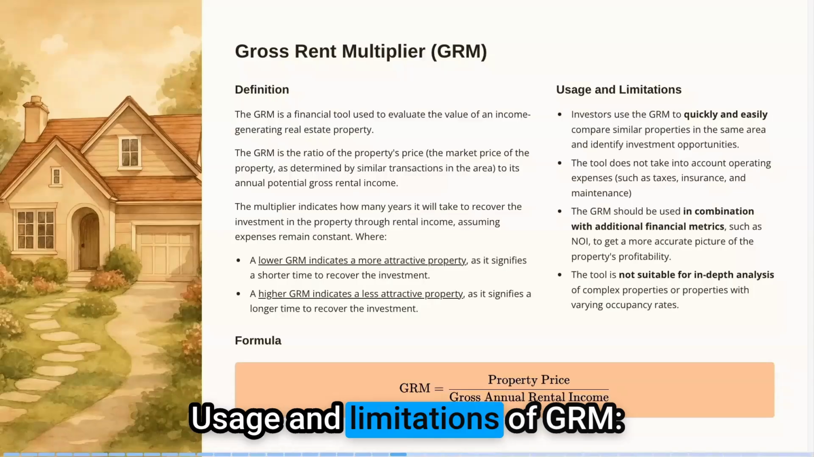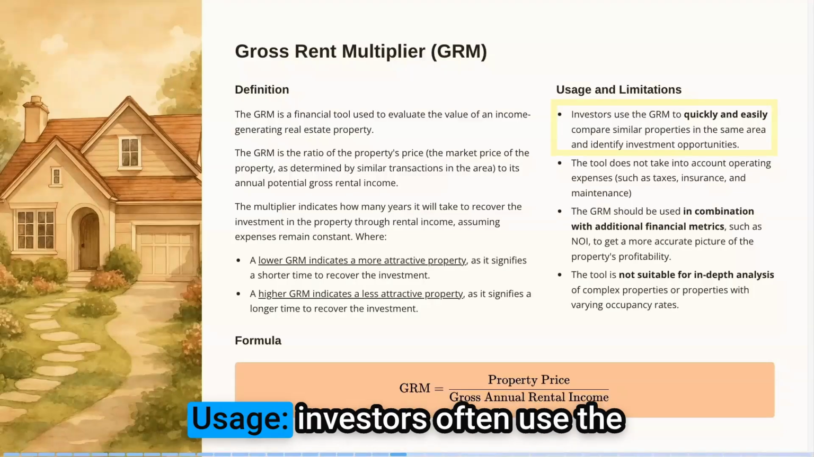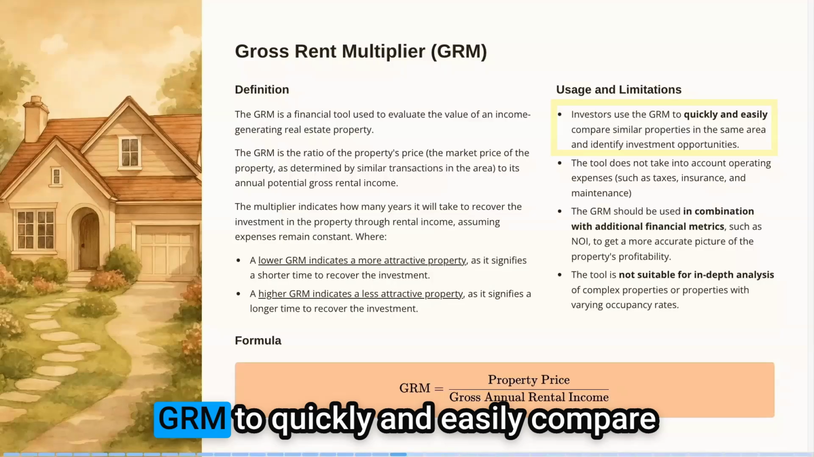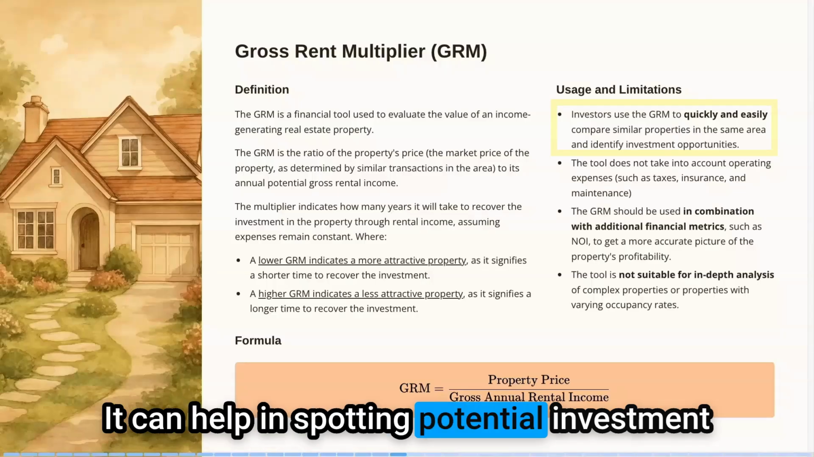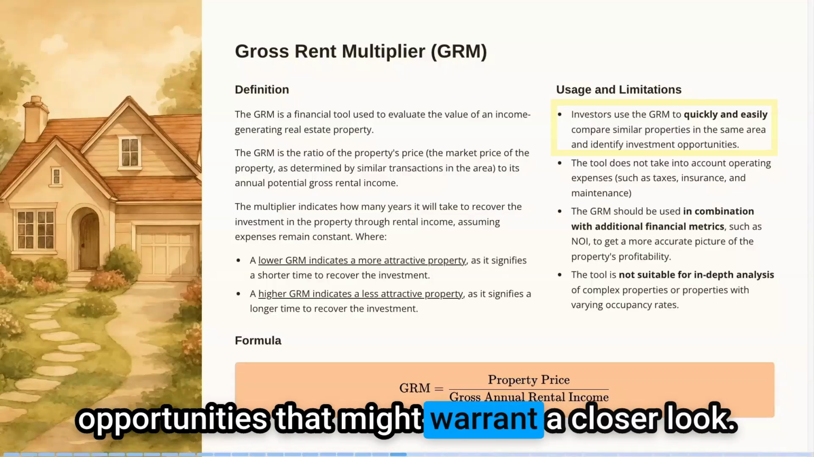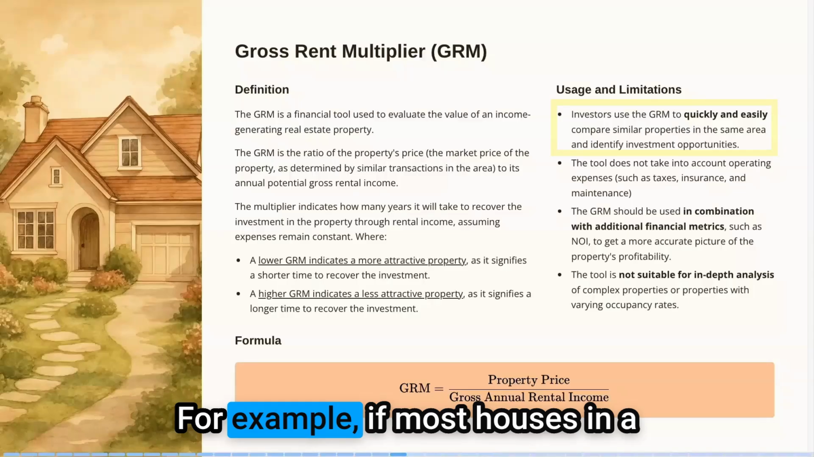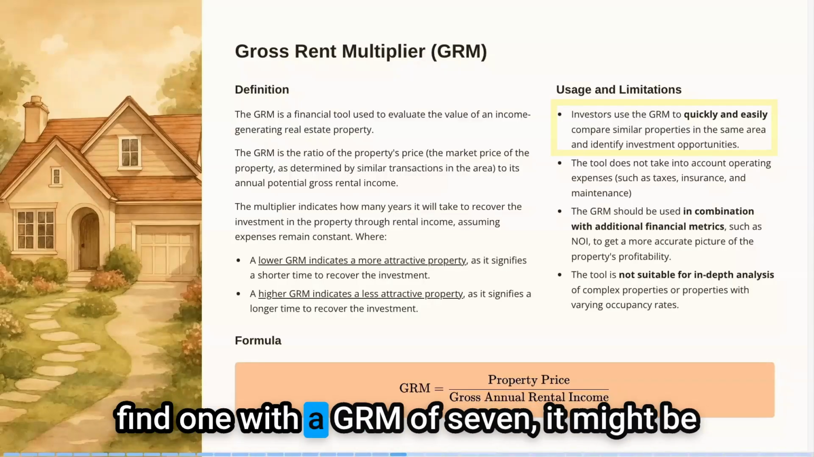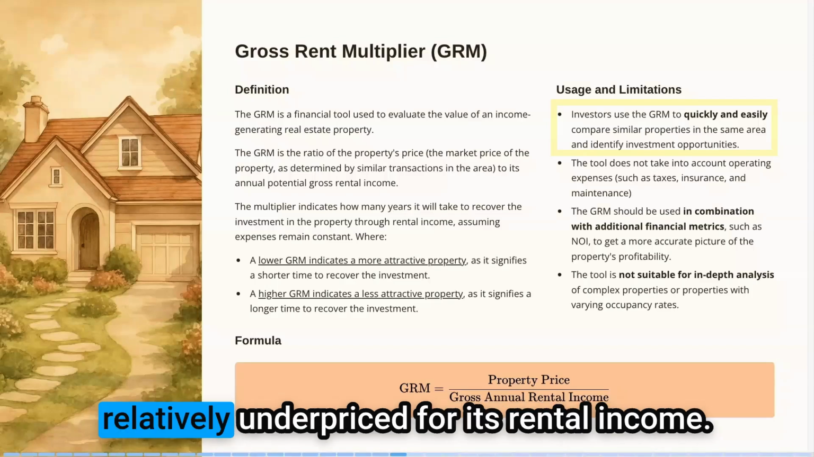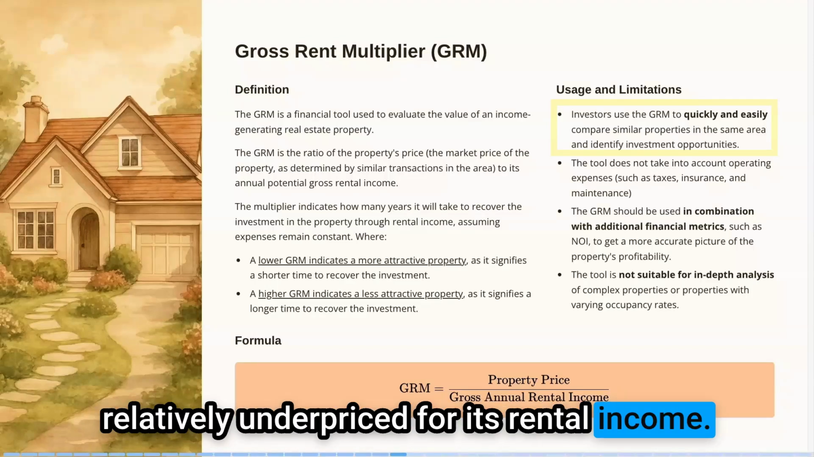Usage and limitations of GRM. Usage. Investors often use the GRM to quickly and easily compare similar properties in the same area. It can help in spotting potential investment opportunities that might warrant a closer look. For example, if most houses in a neighborhood have a GRM of 10 and you find one with a GRM of 7, it might be relatively underpriced for its rental income.